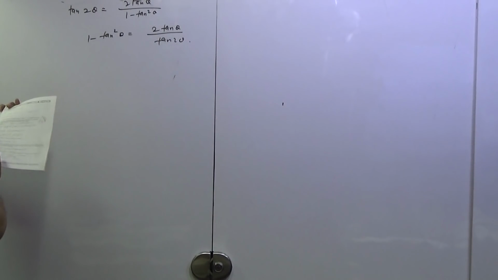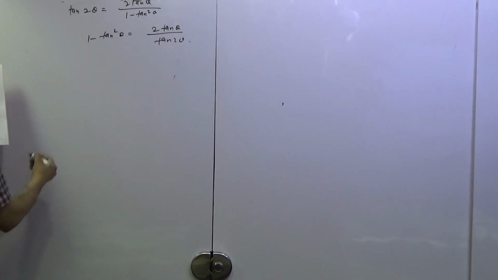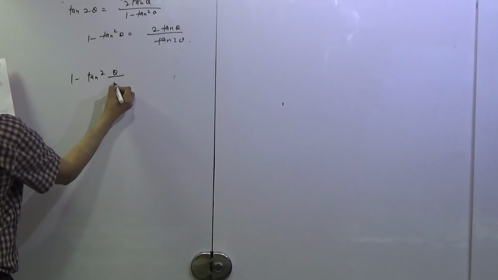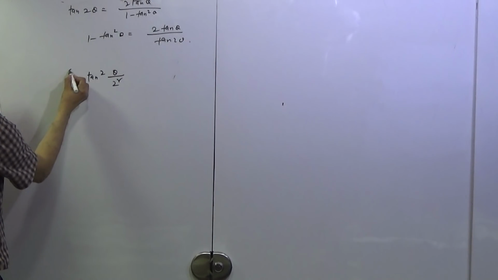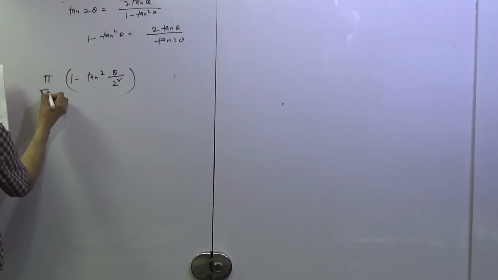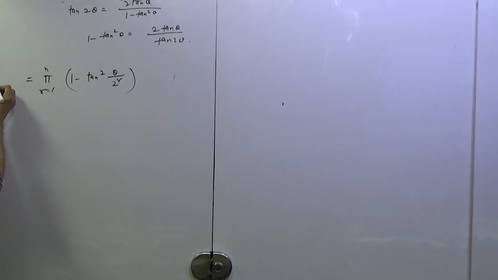Now what exactly is he asking? He is asking 1 minus tan square theta by 2 raised to power r, and this is in the product, r equal to 1 to n, and the function is defined as f of n theta. Let us solve it. What is the issue?